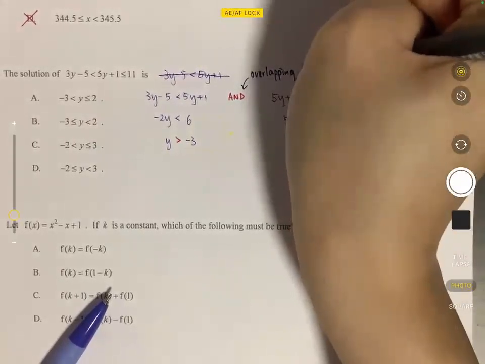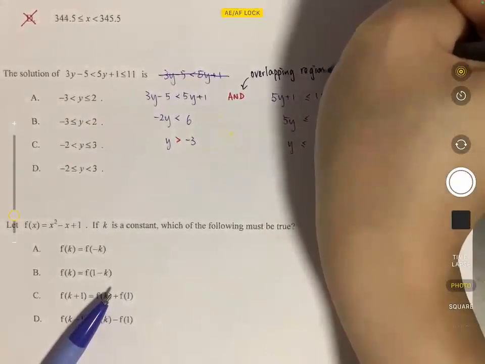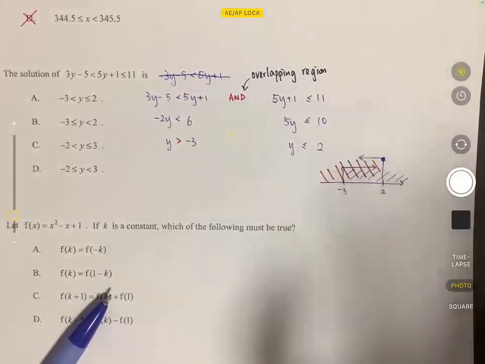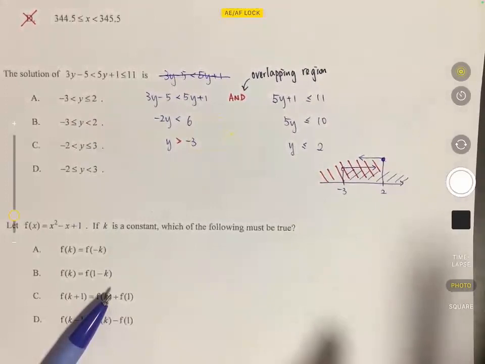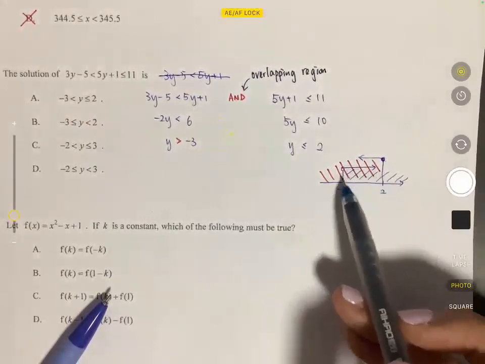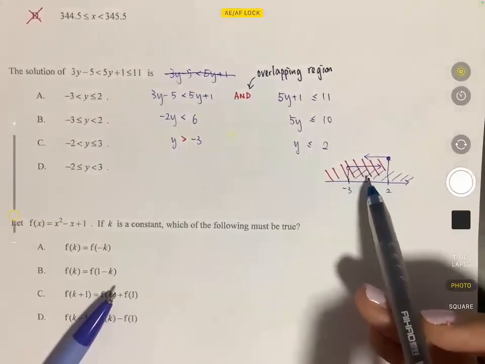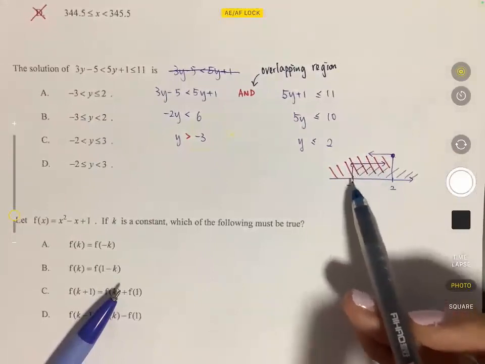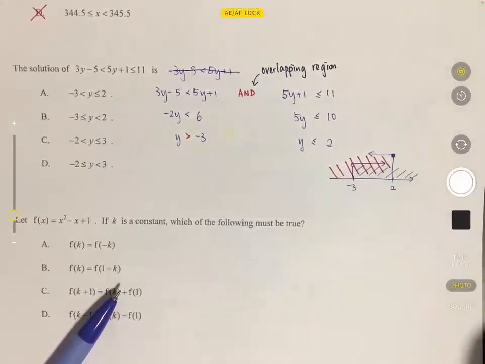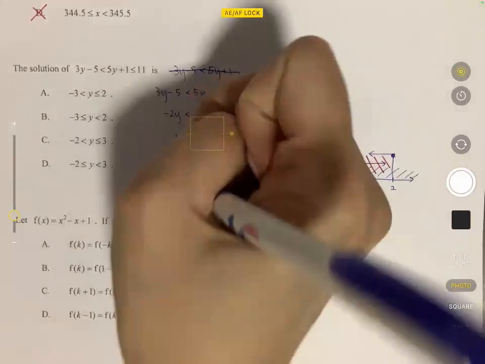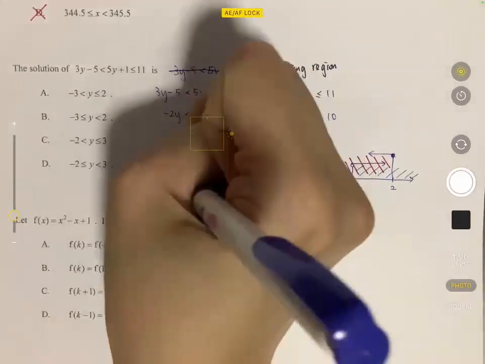What does overlapping region mean? That means where you see both the red color and the blue color on the screen now, so the cross here in the middle. That means the answer should be numbers between negative 3 and 2. So the conclusion is y is between minus 3 and 2.